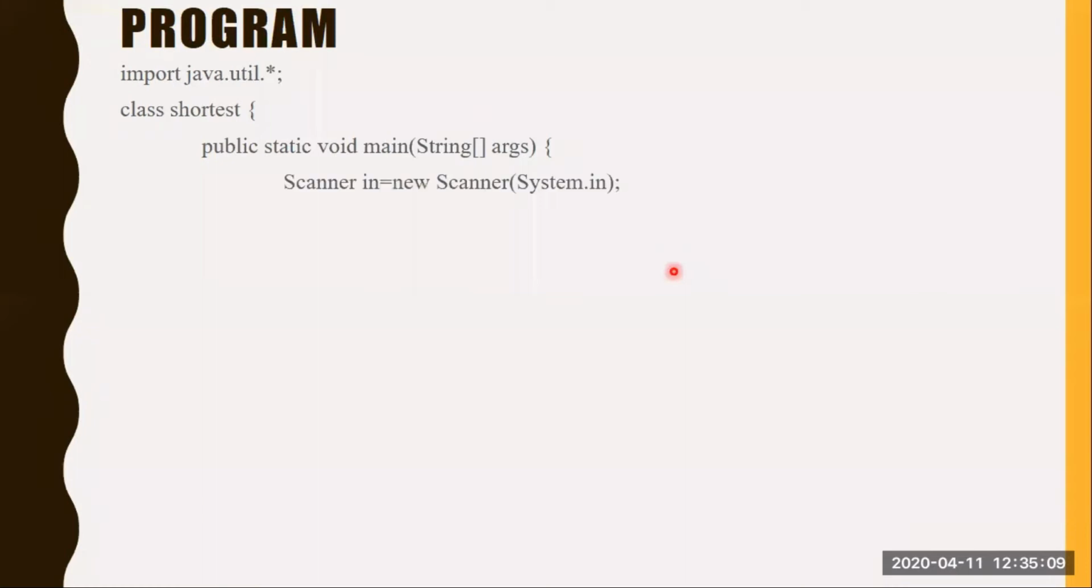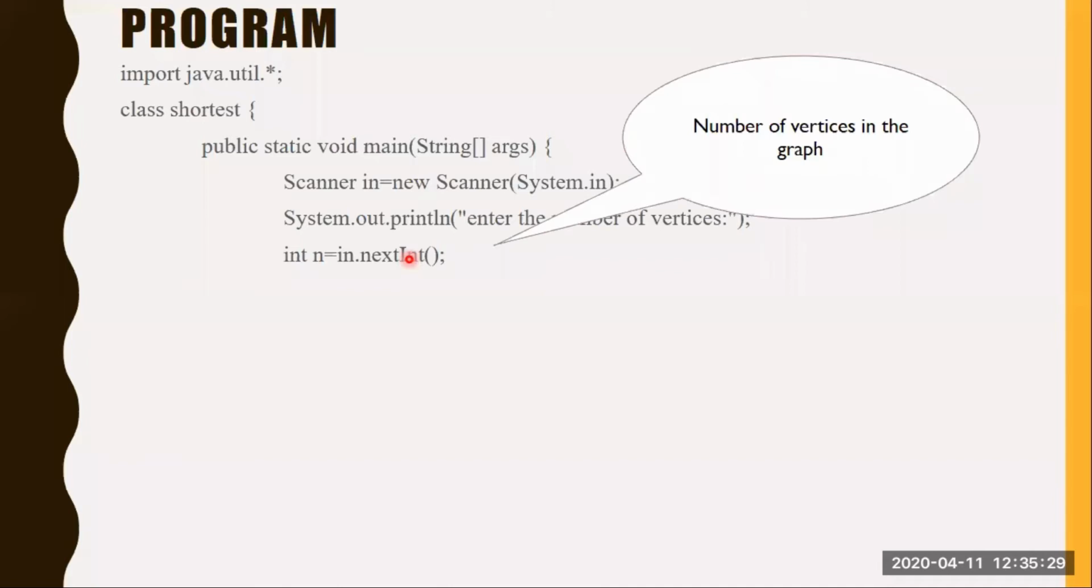So to get the graph, the first thing we need to know is the number of vertices present in the graph. So the total number of nodes that are present in the graph. This is the number that will be useful for us to tell how many iterations our entire algorithm has to run. So it's the number of vertices in the graph.